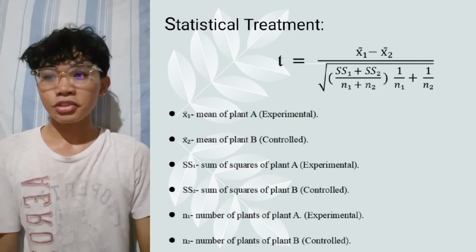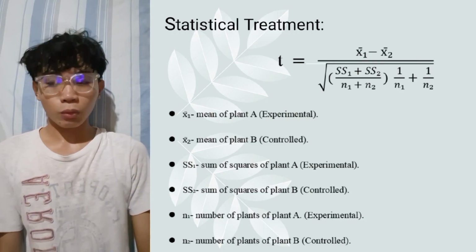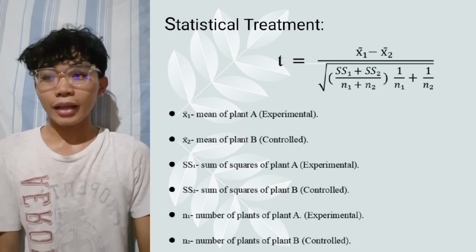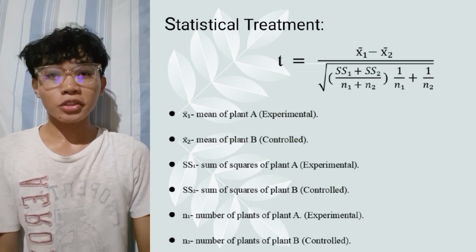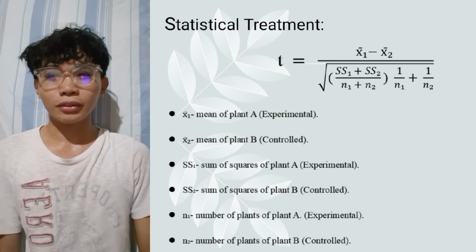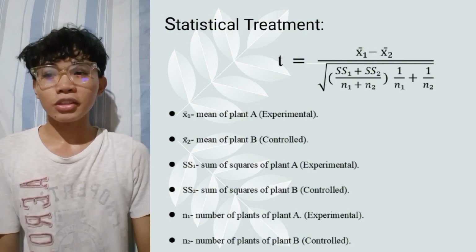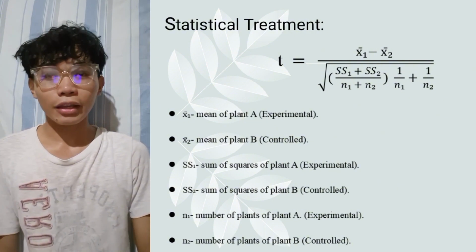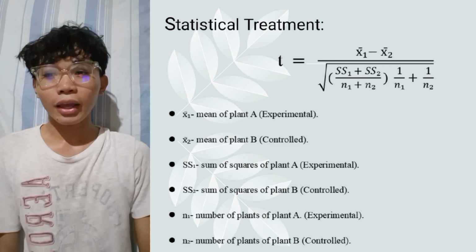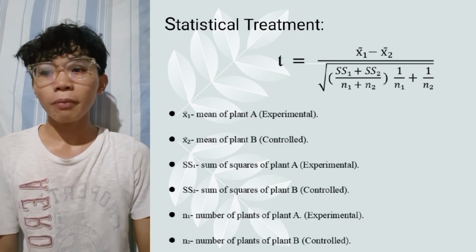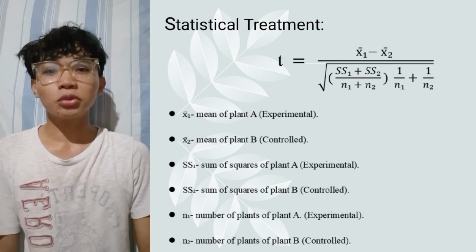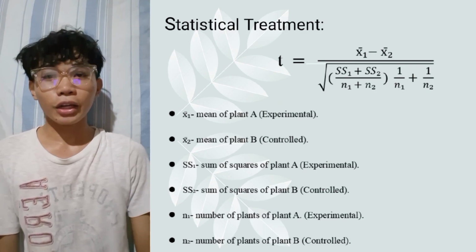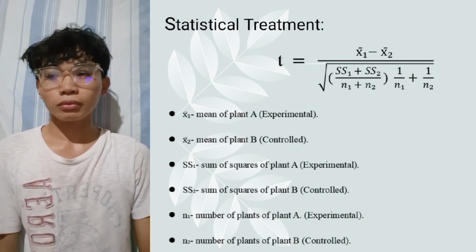And SS1 is the sum of squares of plant A, which is experimental. SS2 is the sum of squares of plant B, which is controlled. N sub 1 is the number of plants of plant A, which is experimental. N sub 2 is the number of plants of plant B, which is controlled. The mean and the variance are solved first.